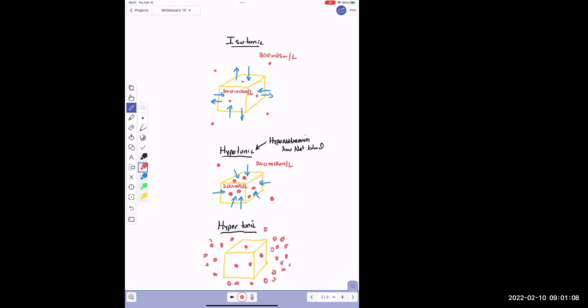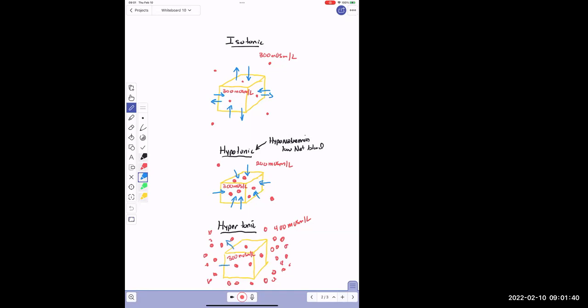So in this situation, let's say that the osmolarity is 300 milliosmoles per liter inside of the cell, and let's say that's 400 milliosmoles per liter outside of the cell. So where is the water going to go in this case? It'll try to go out of the cell. Good. So there's more solute outside of the cell than inside of the cell.